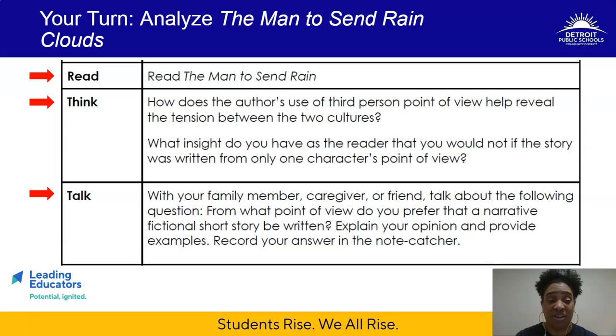So it is your turn now to read, think, talk, and write. So remember to think about those two questions and take some time to really consider them. Come up with your responses and make sure that those responses are shaped by examples from the text, because inevitably you're going to have to write those examples in the right section. And then make sure that you have that conversation with a family member, caregiver, or friend about what point of view do you prefer a story be told from. So keep in mind what you know and what you don't know as a reader based on the point of view that an author chooses to write from.